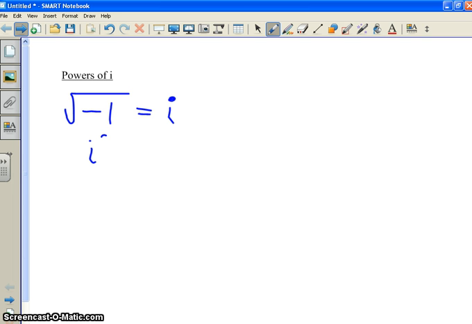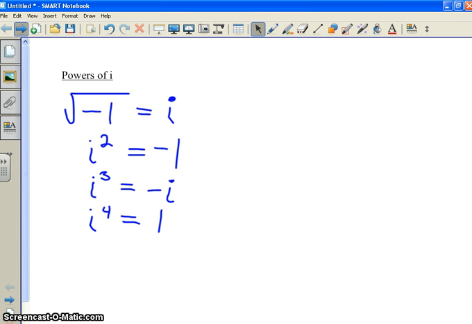So if I do i squared, or the square root of -1 squared, the square and the square root just cancel out and give us -1. Moving on, i to the third is going to be i squared times i, or -1 times i, which is -i. i to the fourth is going to be +1.